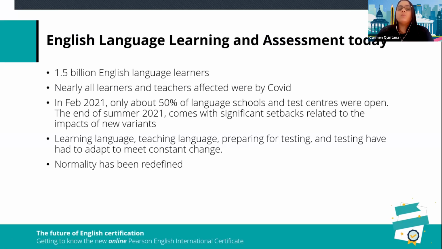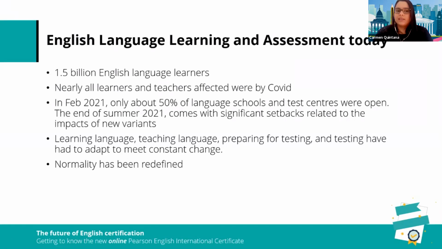So let's talk a little bit about the landscape of English language learning and assessment today. We note that there are still about 1.5 billion English language learners. These are people all over the world who, for their own particular reasons, want to learn English. Now, we also know that nearly 100% of these people and their teachers were affected by COVID, as has pretty much the entire world. By February 2021, only 50% of the language schools and test centers were open. And the end of the summer is showing some setbacks related to the impact of new variants. Learning a language, teaching a language, preparing for testing, and testing itself had to adapt to meet the needs of this constant change. And what we used to call normality has been redefined.